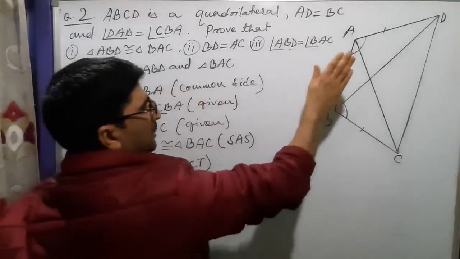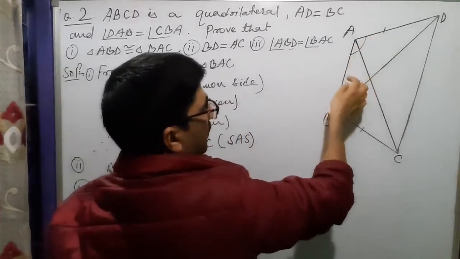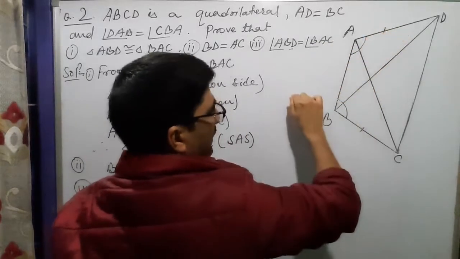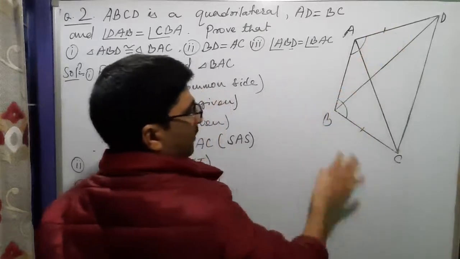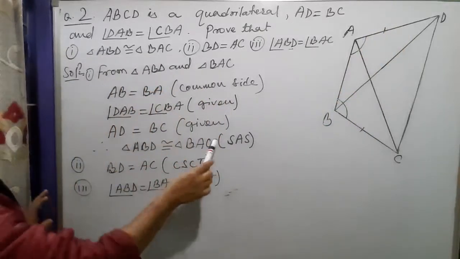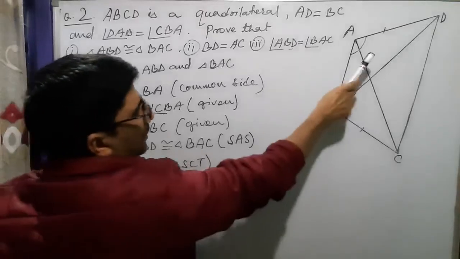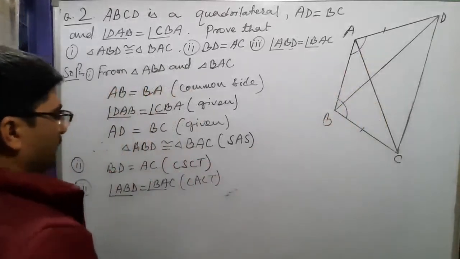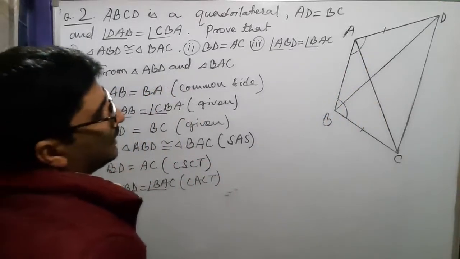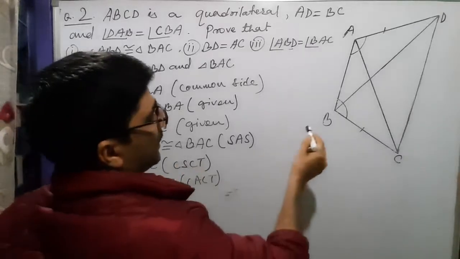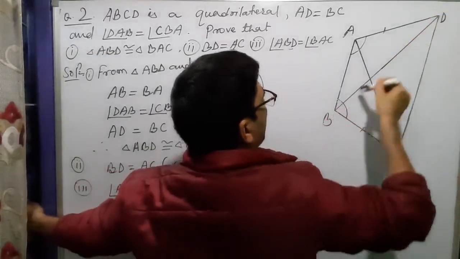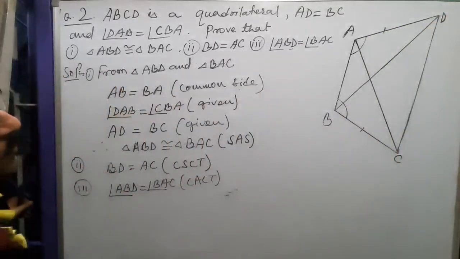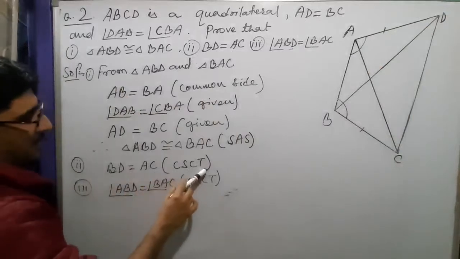So in these two triangles, this side equal to this side is a common side, then this angle equal to this angle is given, and this side equal to this side is also given. So according to side angle side, these two triangles are congruent. Now if they are congruent, then the corresponding sides BD and AC will be equal: BD equal to AC, corresponding sides of congruent triangles. So we write CSCT; the reason you must write.